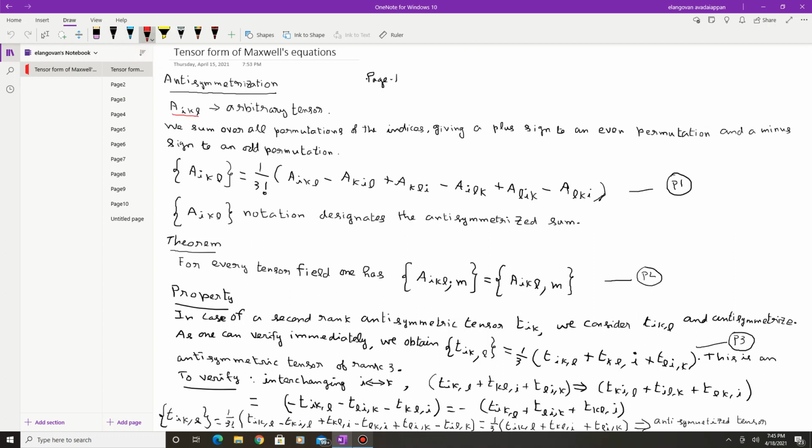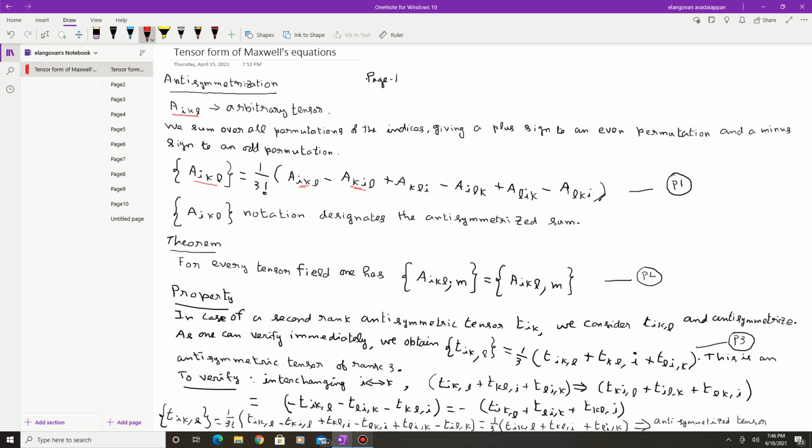So this is an arbitrary tensor. Now, sum over all permutations of the indices, giving a plus sign to an even permutation and a minus sign to an odd permutation. So here you consider A_ikl. The first term is A_ikl. For the second term, you make one permutation, interchanging i and k. So this becomes A_kil. This is one permutation, an odd permutation, so you get a minus sign.